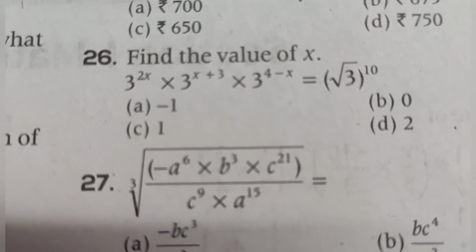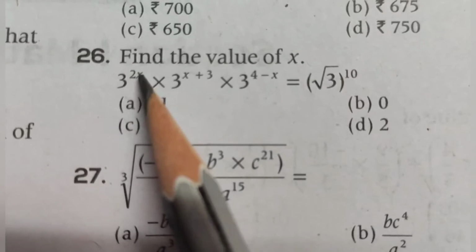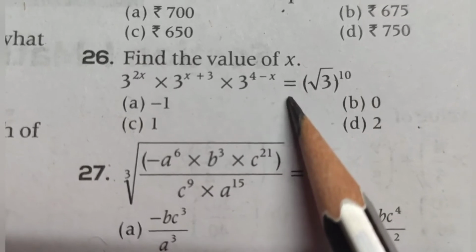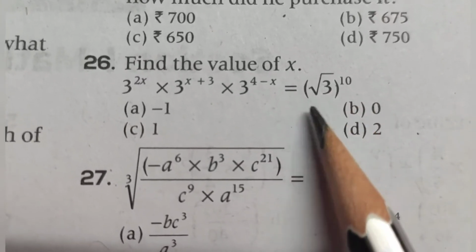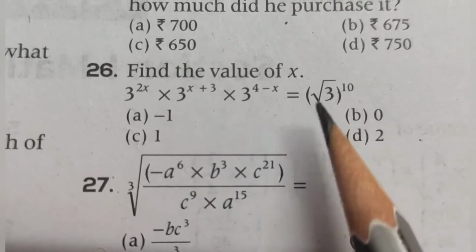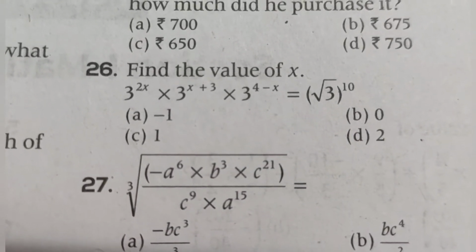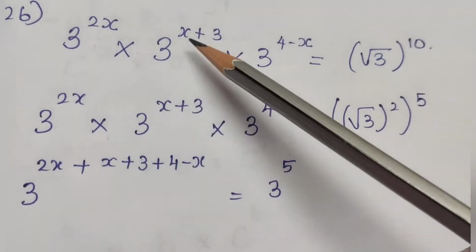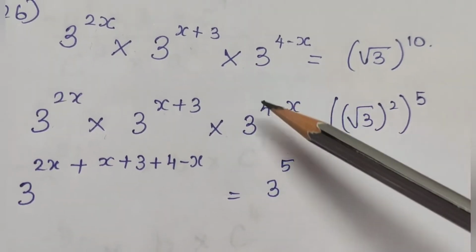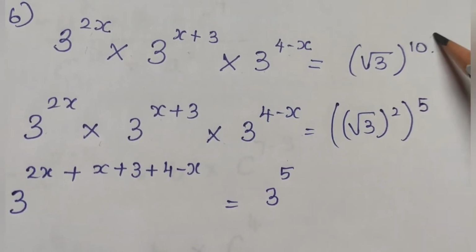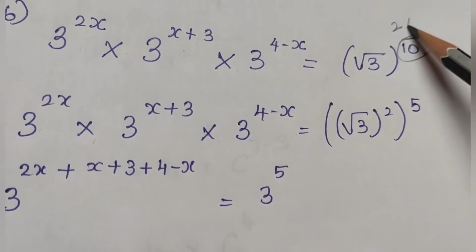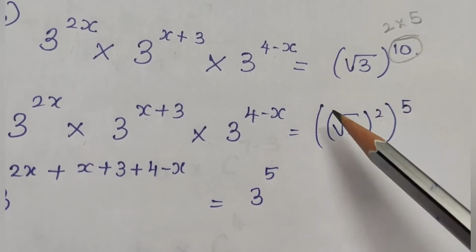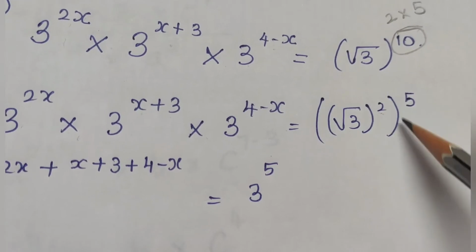Well, question number 26. Find the value of x. 3 power 2x into 3 power (x plus 3) into 3 power (4 minus x) equal to (root 3) the whole power 10. We shall see how to find the value of x. See, I copy everything. This 10 I am writing as 2 into 5. Power to the power, we multiply the powers. So (root 3 square) the whole power 5.